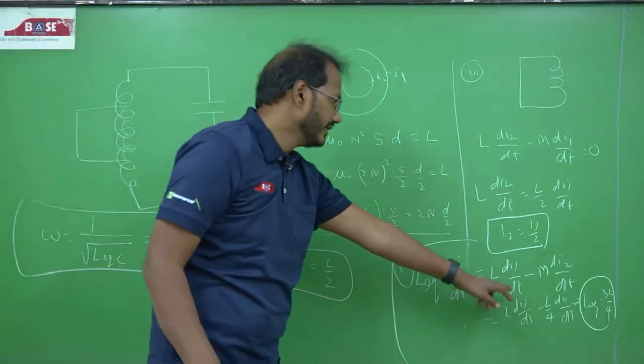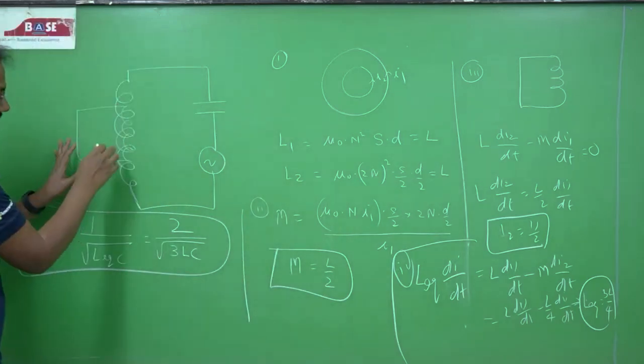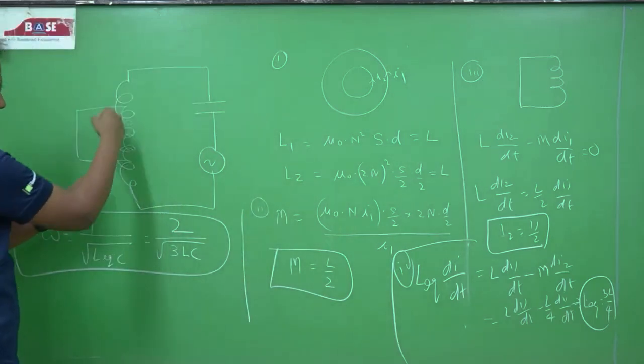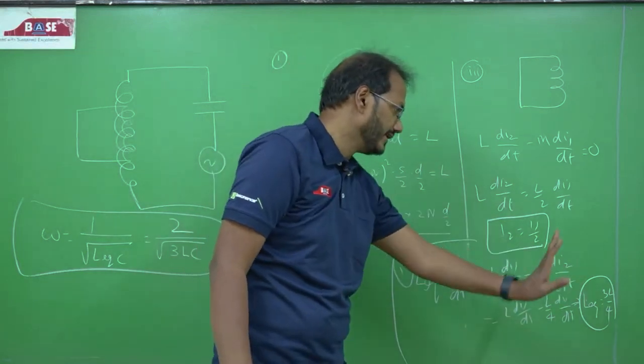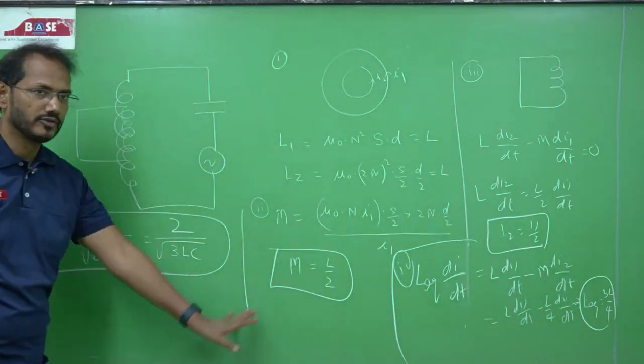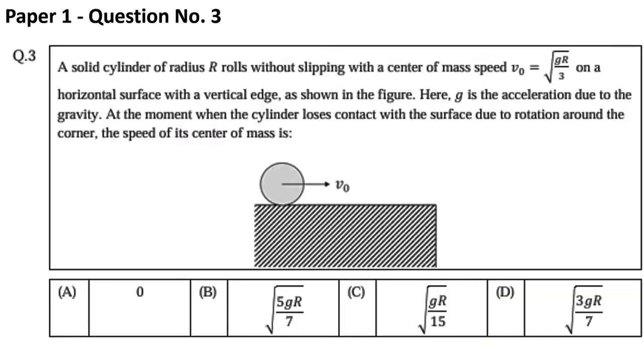In this step, the second coil is not connected to the first coil. For the equivalent, we consider only L di1 by dt minus M di2 by dt. It is the answer.